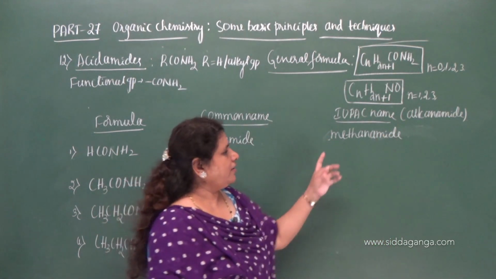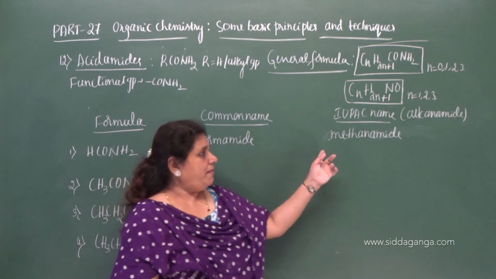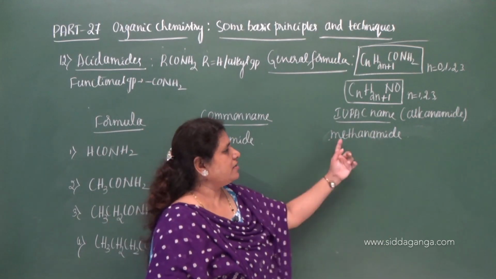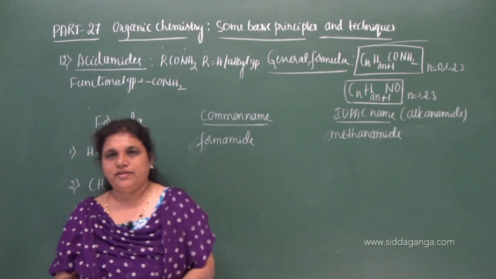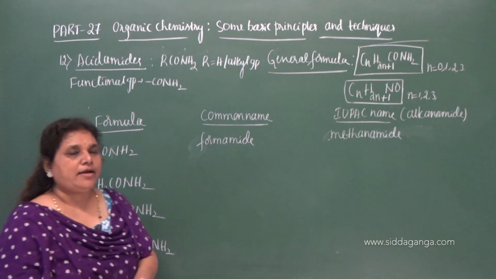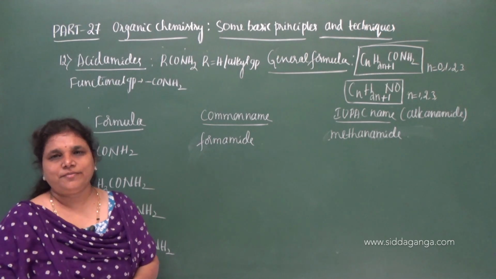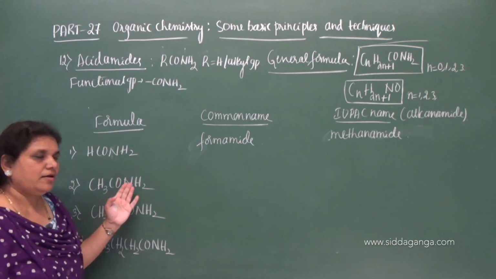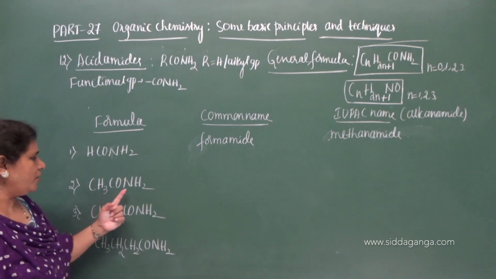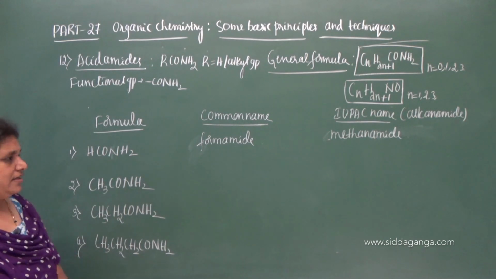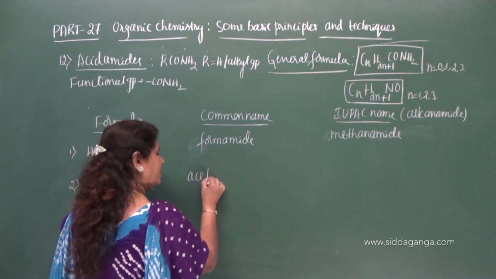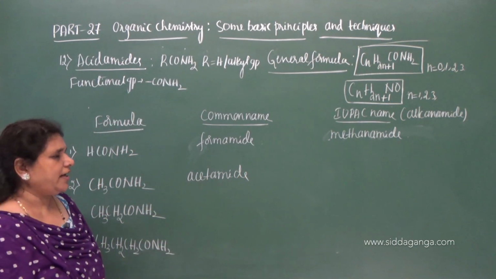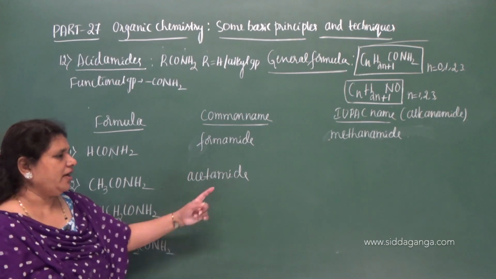Or you can write the IUPAC name of the carboxylic acid, methanoic acid, and replace oic acid by amide, then you will get methanamide. So you can derive the IUPAC name either from the name of the alkane, or from the IUPAC names of carboxylic acids. Now similarly write the common and IUPAC name for this. You know that it is a derivative of acetic acid and hence acetamide. Acetic acid, remove ic acid and add the word amide, then you will get acetamide.